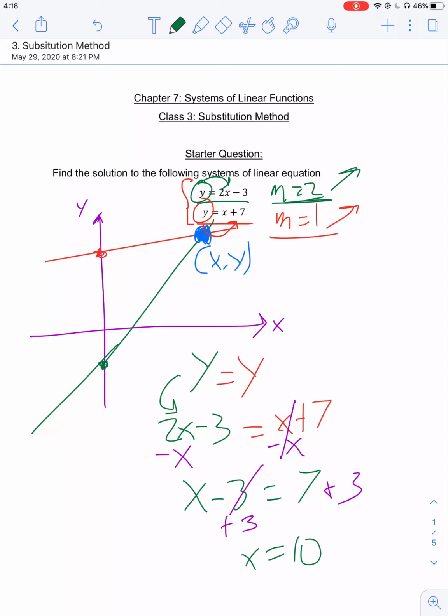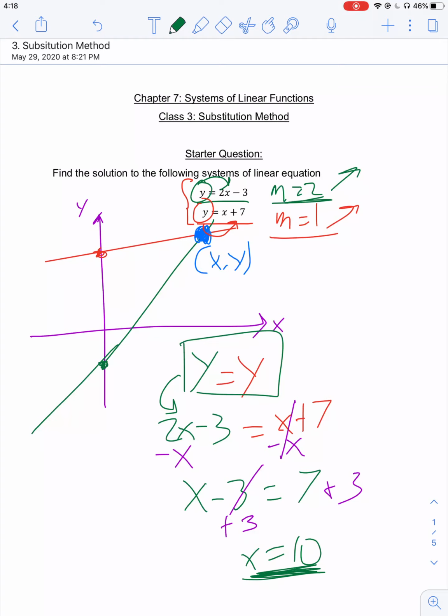Now, by comparing the two y values, I was able to figure out what the x value has to be. And like I said, it has to be positive. Based on the picture that I have, x is equal to 10 is kind of making sense. So this is how you find the x value.